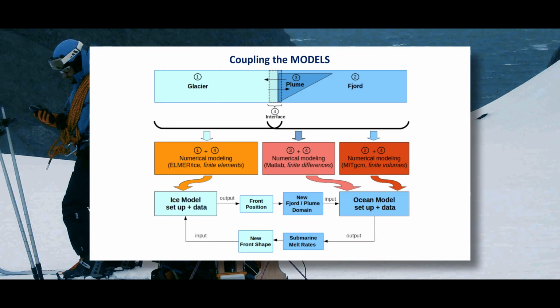How can we obtain information about the glacier fjord system as a whole? We need to couple the different components to obtain a single ice-ocean coupled model.